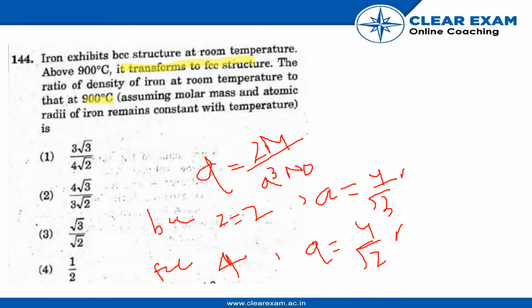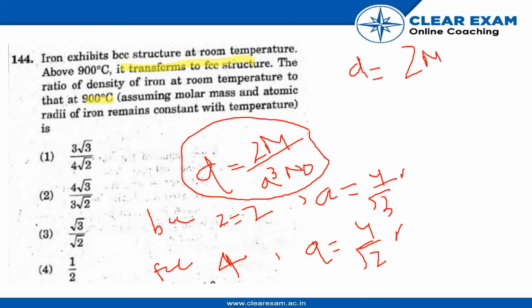So what we will do here is, we have to do nothing, but we have to put the equation of BCC in the given formula, and also the equation of FCC in the same formula. So after putting BCC in this formula, we will get 2m over 4 by root 3 r, whole cubed, times N naught.